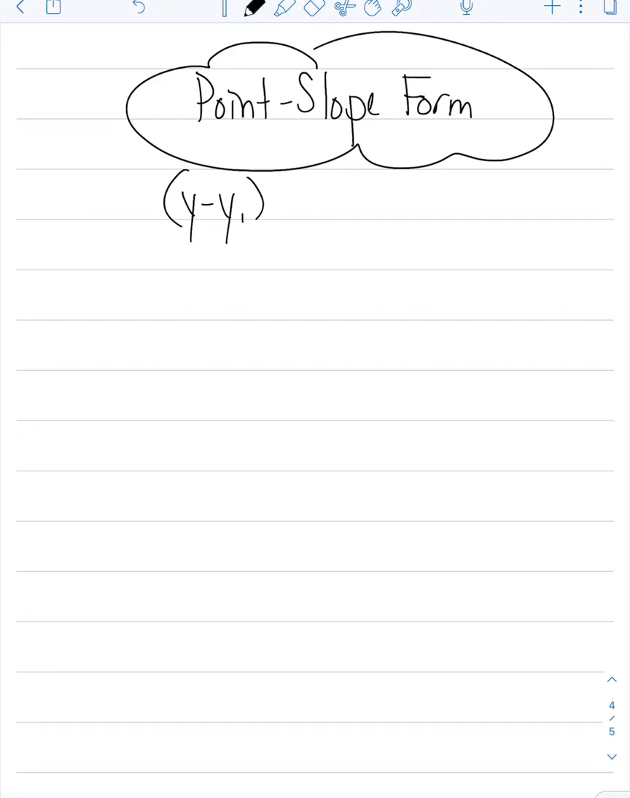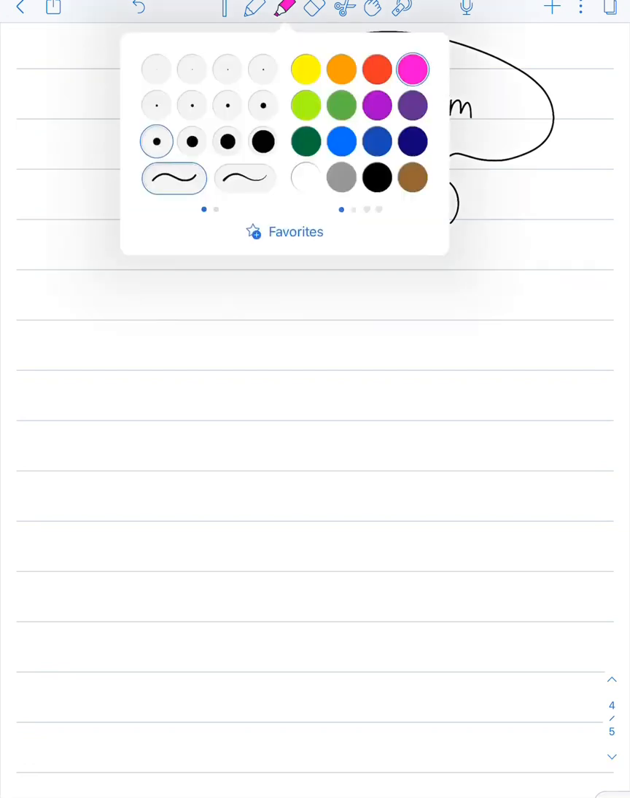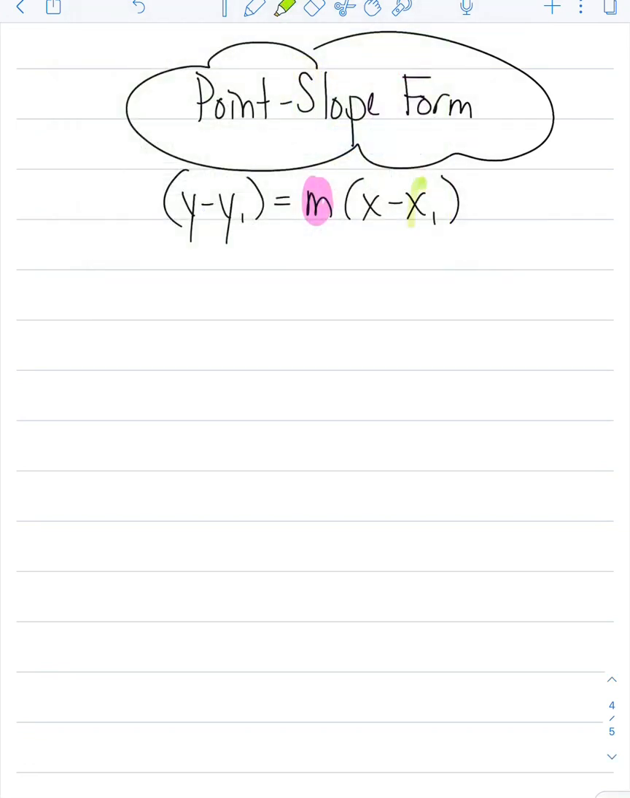So y minus y1 equals m times x minus x1. And again, we have our slope, that's right here. The m we know is the slope, but we also have x and y of the point. So let's practice writing this.